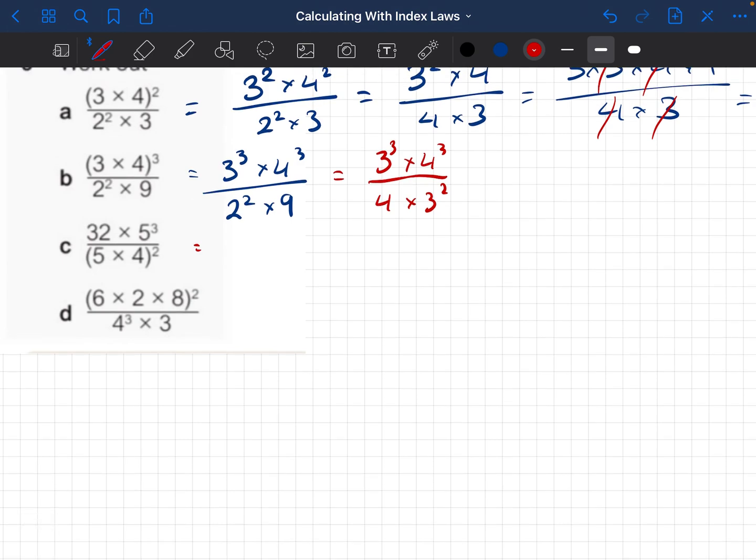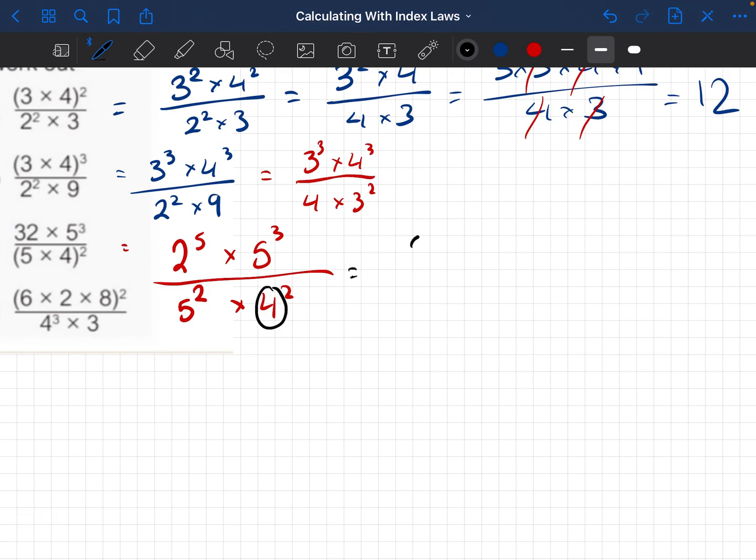So 32 times 5 cubed. We're going to look at the 32 first, and we can see that that's going to become 2 to the power 5. So 2 to the power 5 times 5 cubed all over, now we've got this, we're going to convert this to 5 squared times 4 squared. Now I want you to look at the 4 here. That's going to be our focus. We're going to rewrite this as 2 to the 5 times 5 to the 3 all over 5 squared times, so 4 is the same as 2 squared.